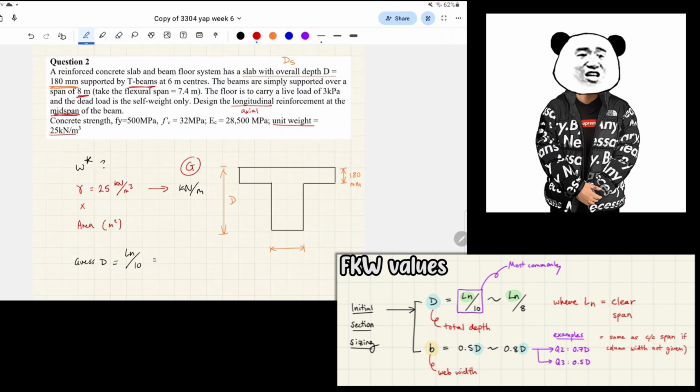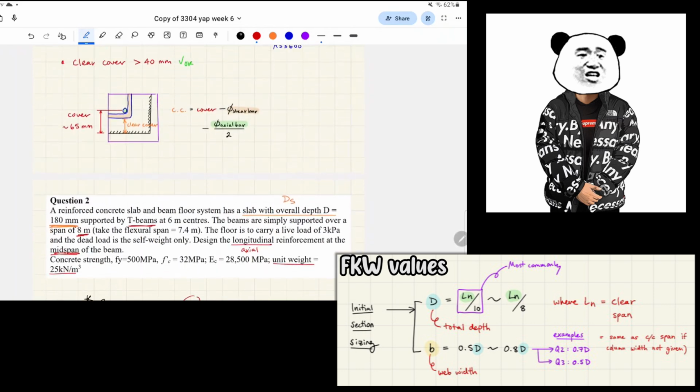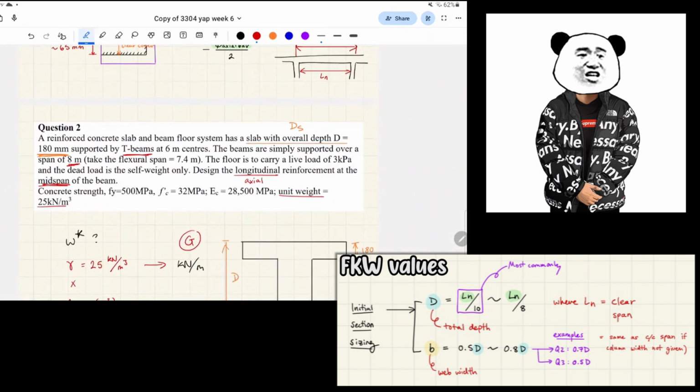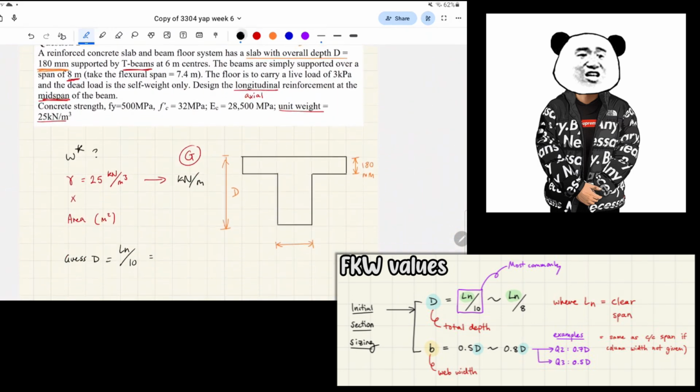Okay, it says the beams are supported over a span of 8 meters, which implies that this is 8 meters, right? But we're not given what the column widths are, so effectively Ln and L are the same thing. So it doesn't matter. It is 8 meters. 8 divided by 10, so 0.8. 0.8 what? Meters. It's 0.8 meters, right?